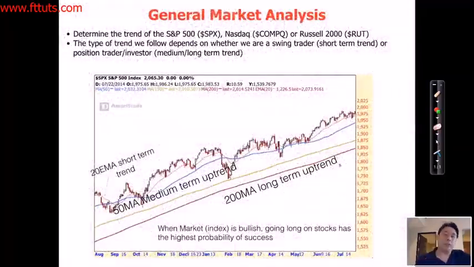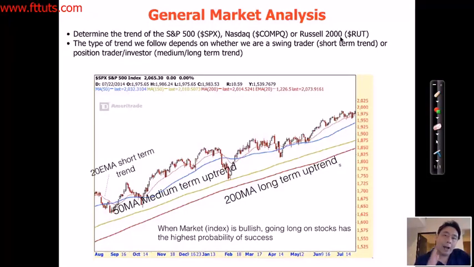So the first thing to do, when you decide what to trade, is to look at the general market. The general market is represented by the index. So for example, if you're trading US stocks, you're looking at the US index. The main indexes would be the Dow Jones, the S&P 500, the NASDAQ, and maybe even the Russell 2000 small cap index. If you're trading Hong Kong stocks, you want to look at what the Hang Seng index is doing. Trading Singapore stocks, you have to look at what the Straits Times index is doing.